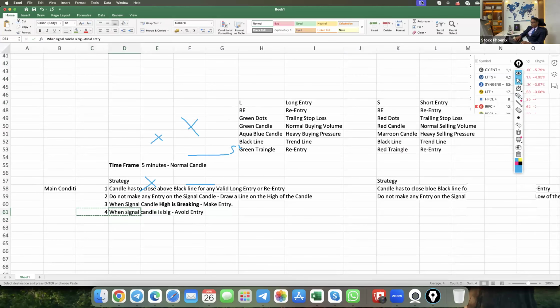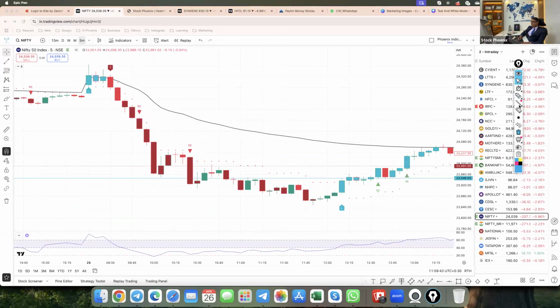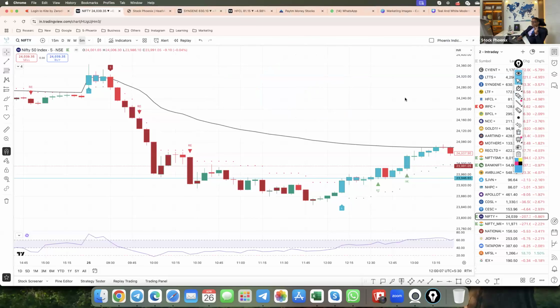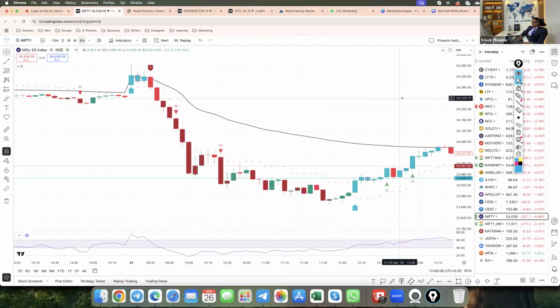Can somebody tell me why? Can someone tell me why you should avoid entry when the candle is big? It's simply because the SL will be very big. We will not trade where the SL is bigger. Got the answer? There are multiple ways to do a stop loss. One way, you can use a trailing stop loss. Second way, keep the high of this candle or the low of this candle. Perfect.